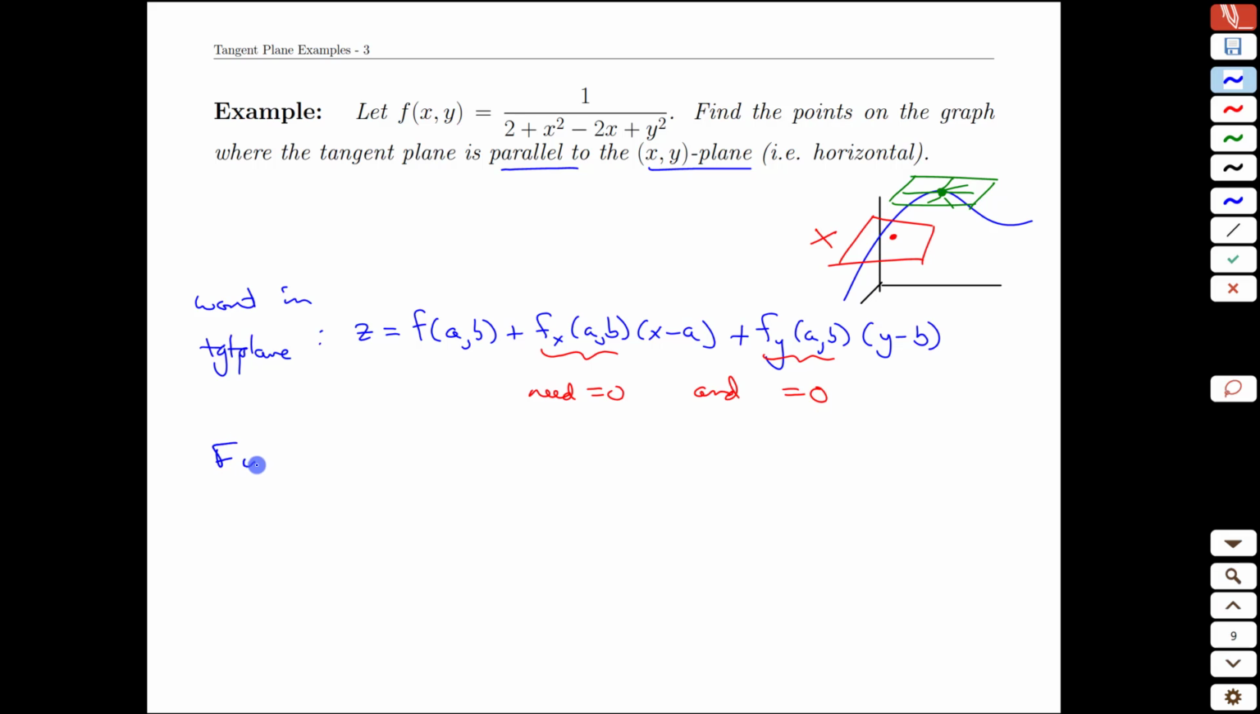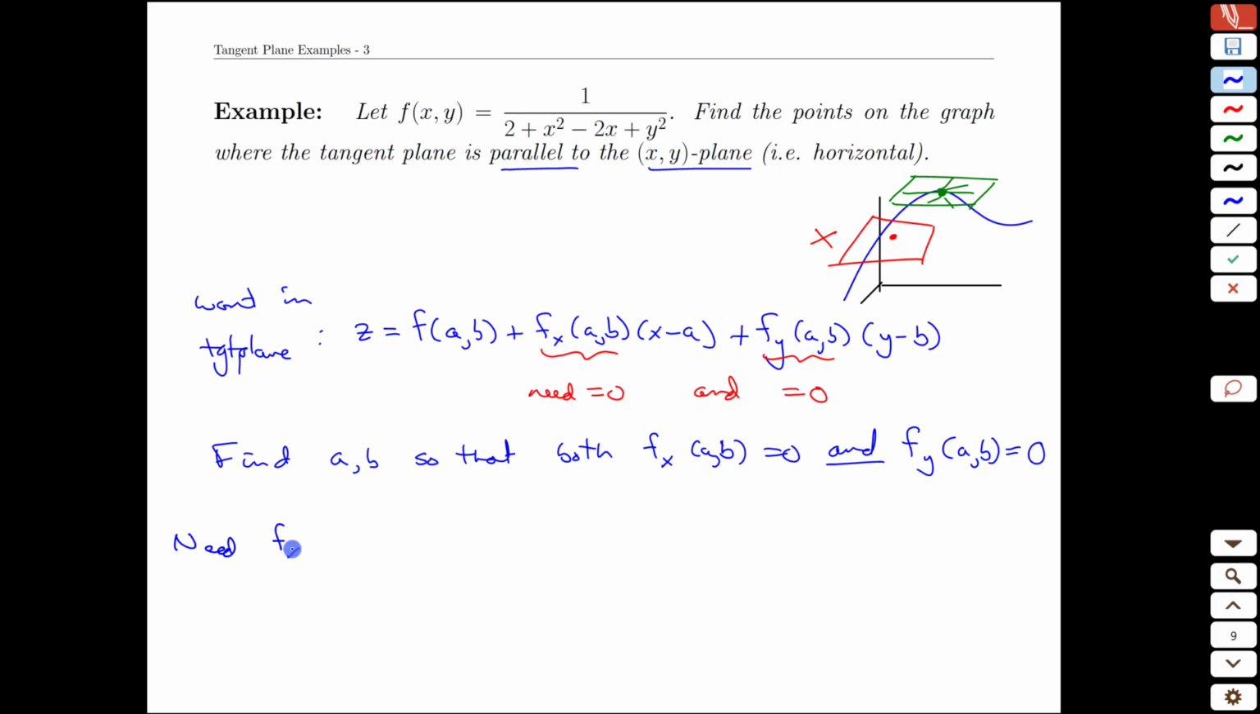In other words, we need to find a and b so that both the x derivative at (a, b) equals 0 and the y derivative, or the y slope of the surface, also equals 0 at that same point. Well, if we're going to accomplish that, we're going to need our slope calculations.